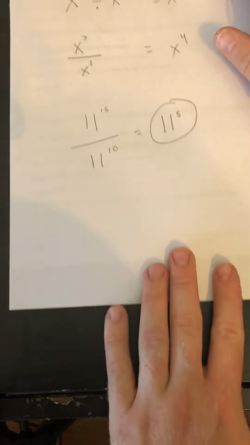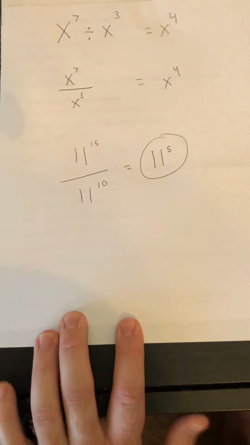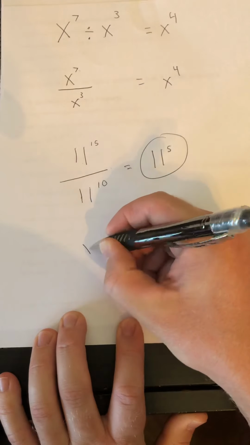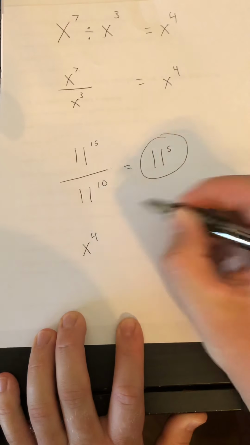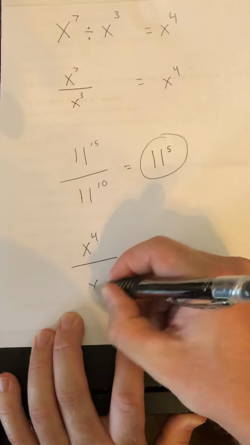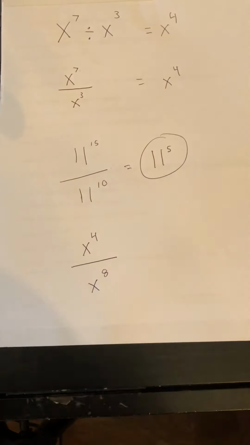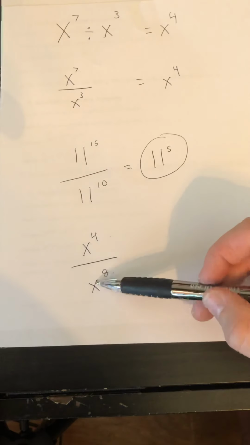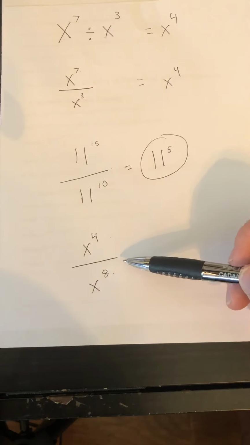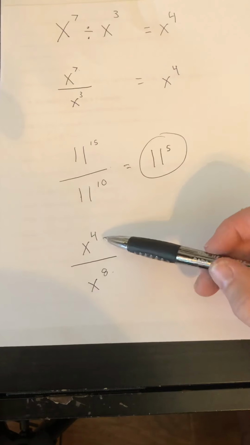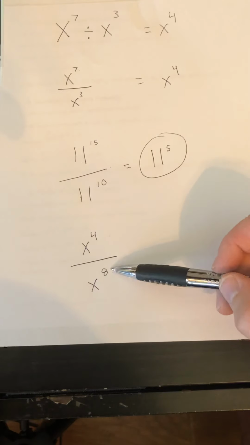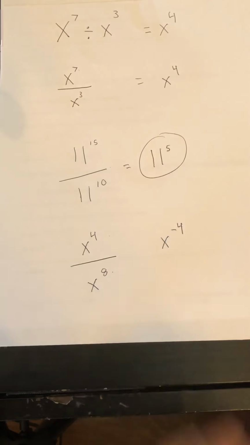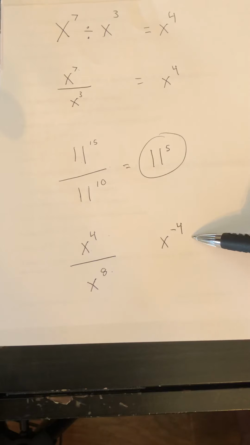Now, this is where it gets a little tricky. What if we have something like this? This would be like a test question: simplify x to the 4th power divided by x to the 8th power. We have the same bases being divided, so we subtract the exponents. What's 4 minus 8? That's x to the negative 4th. But is this our final answer?